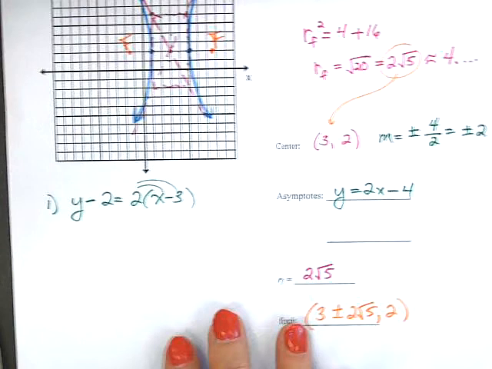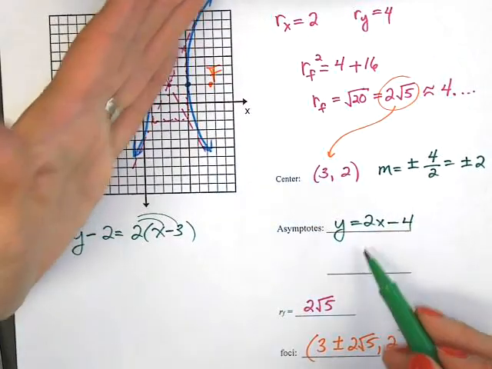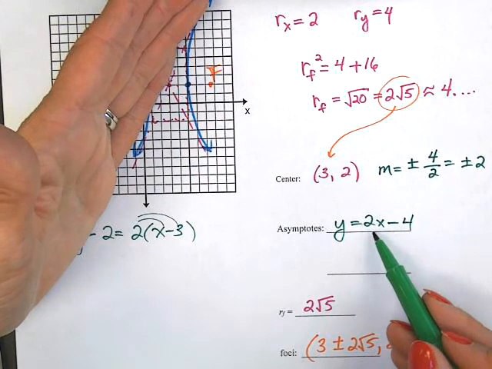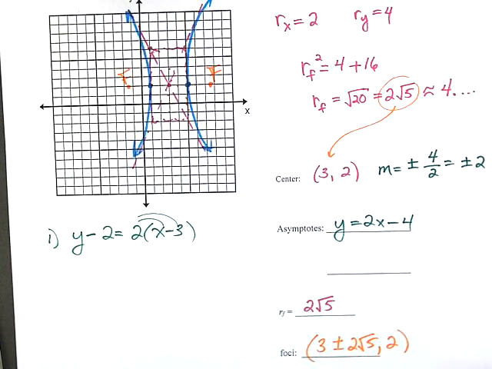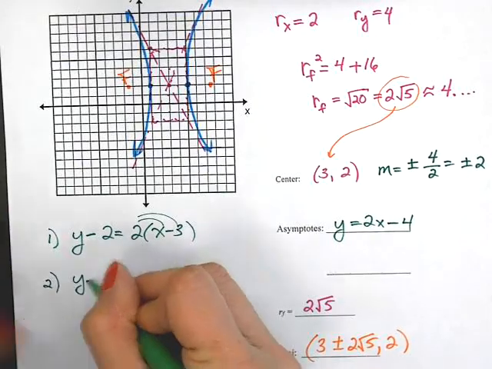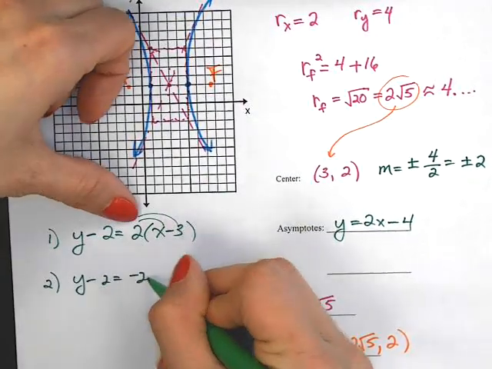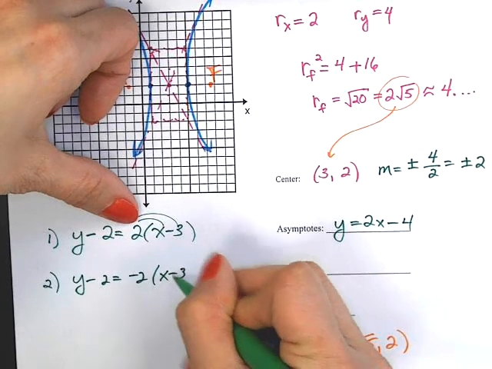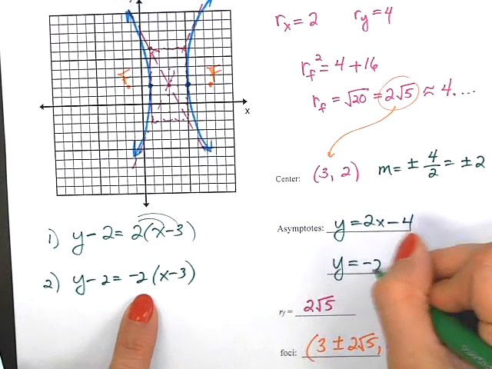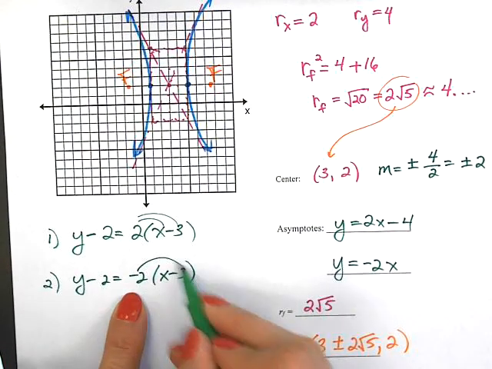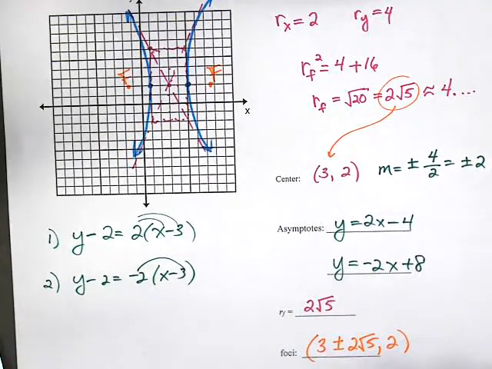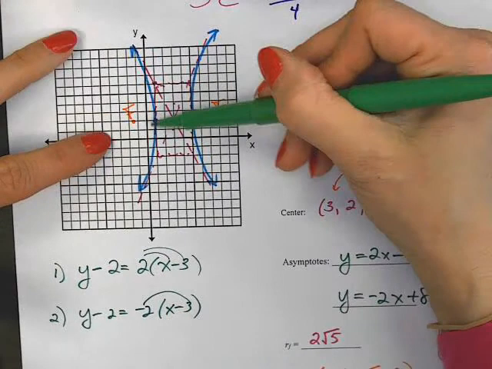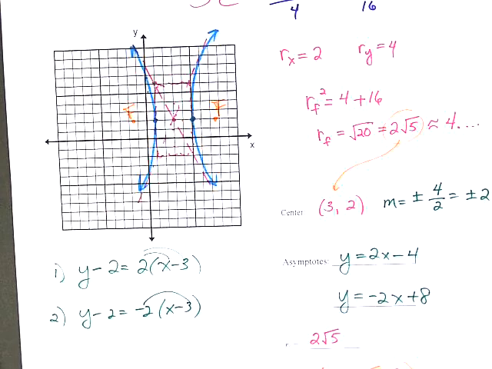Is that true? Let's just look at the graph to make sure. Uphill line, a slope of 2. Does it really touch negative 4? Yes. Okay. Asymptote number 2 is the same setup here except the negative slope. So y equals negative 2x, that's going to be 6 plus 2. Does the other asymptote really cross at 8? Let's see, 5, 6. Yes, it does.